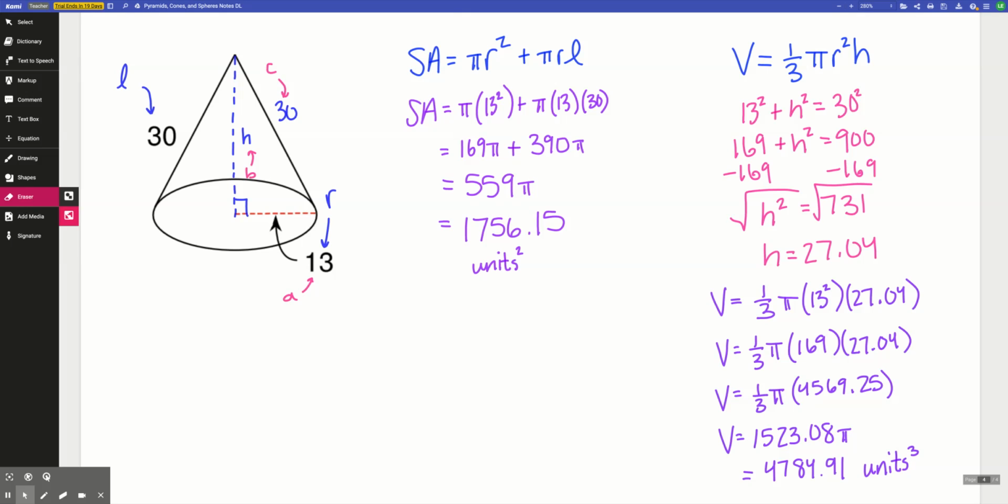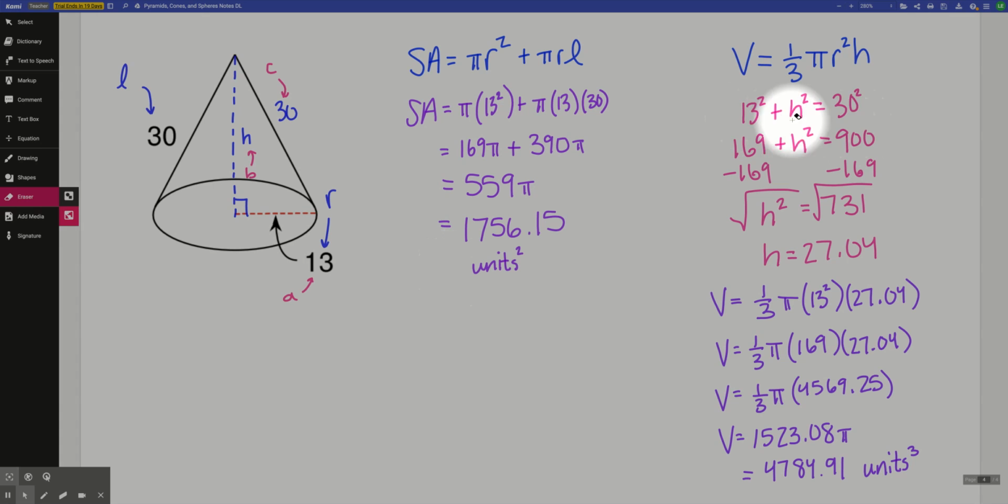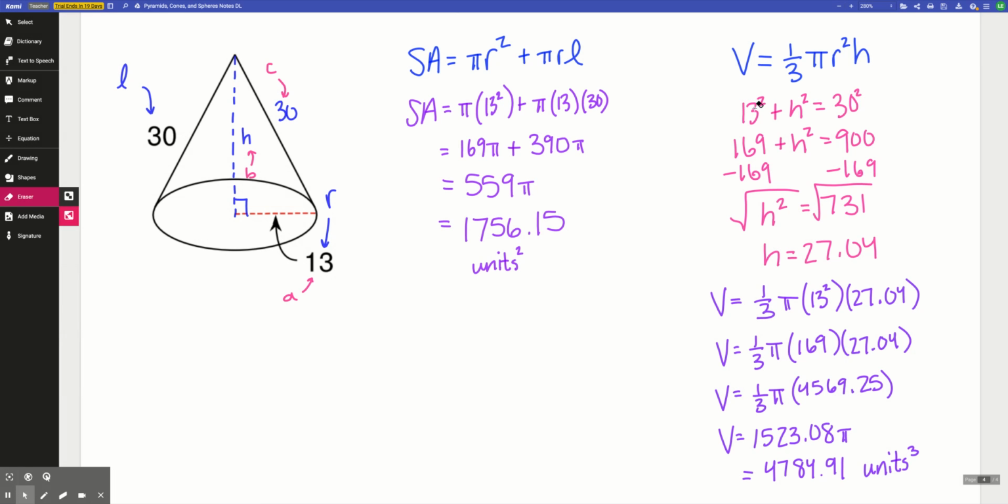Now, volume was a little bit trickier because I didn't know the height of the cone. But remember, the slant height is like the hypotenuse of that little right triangle that you can see inside the cone. The radius is like A, one of the legs of the right triangle, and you're looking for the height, which is B, which is what you see here. So I set up the Pythagorean theorem: 13 squared, so A squared, plus B squared. I don't know what the height is, so H squared equals 30 squared, which was my C, so C squared. If you follow the work that I did, 13 squared is 169, 30 squared is 900.